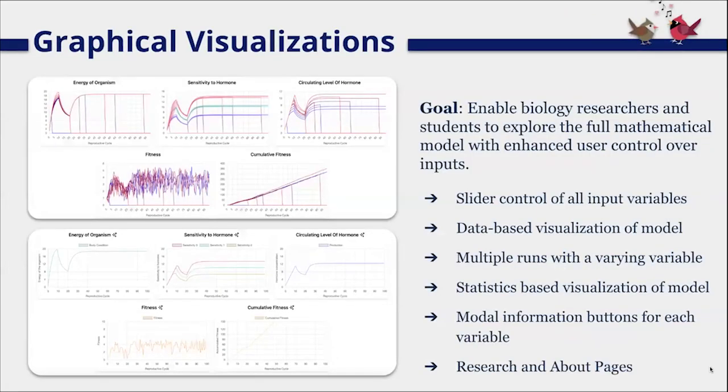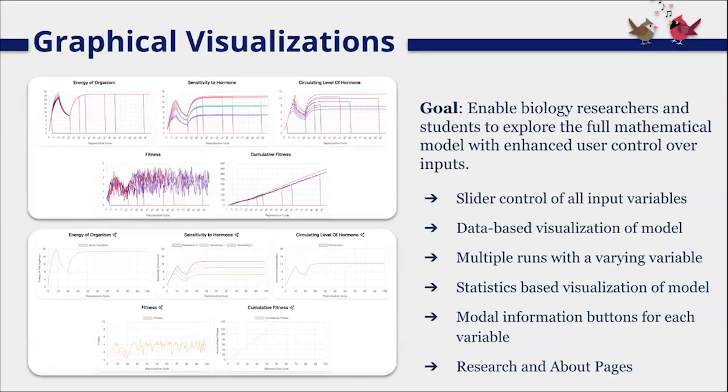Now, to move on to the first of our features, we have the graphical visualizations. We have mentioned that we wanted to enable researchers and biology students to understand Dr. Barron's research, which is the main goal for the graphical visualizations. What Dr. Barron envisioned for this page was to have the inputs, which come in the form of sliders, on a website that outputs 5 graphs, as you can see on the screen. Here you can see our multi-run and single run pages.